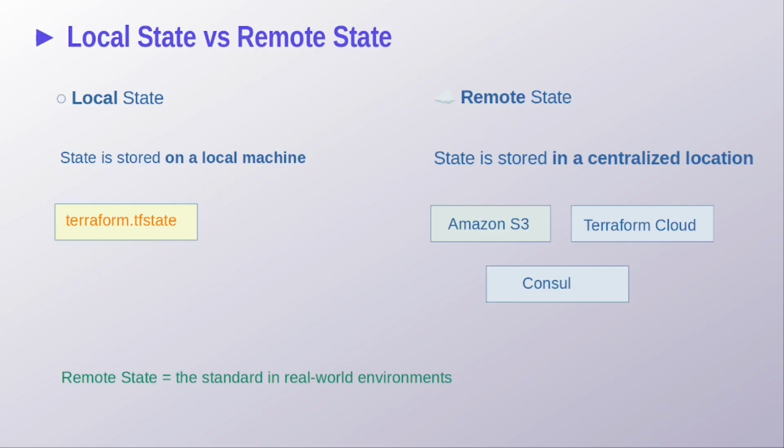Remote state. Remote state means the state file is stored in a central location. Common examples: AWS S3, Terraform Cloud, or Consul. Why is remote state better? Remote state gives you shared access for the whole team, better security, backup and versioning, and state locking. This is why remote state is the standard in production.